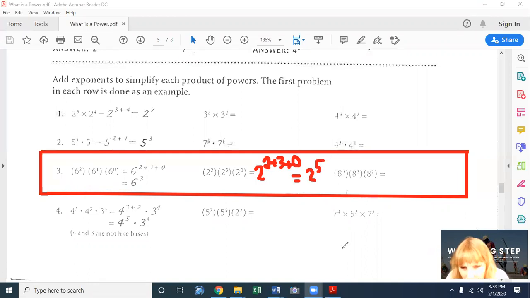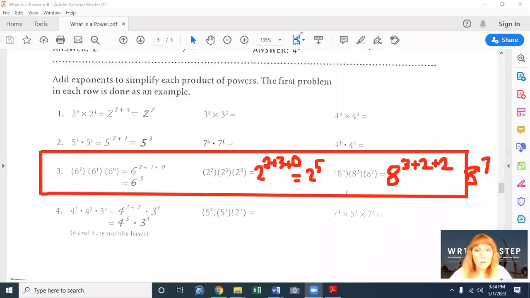Next one, 8 to the third, 8 to the second, 8 to the second. Remember, the bases have to be the same in order to do this, right? 8 to the third. We're getting you ready for using letters at some point with algebra. So you got to learn these rules. 8 to the third, 3 plus 2, plus another 8 to the second. So that's going to become 8 to the 3, 4, 5, 6, 7. That's going to end up being 8 to the 7th power. Okay.